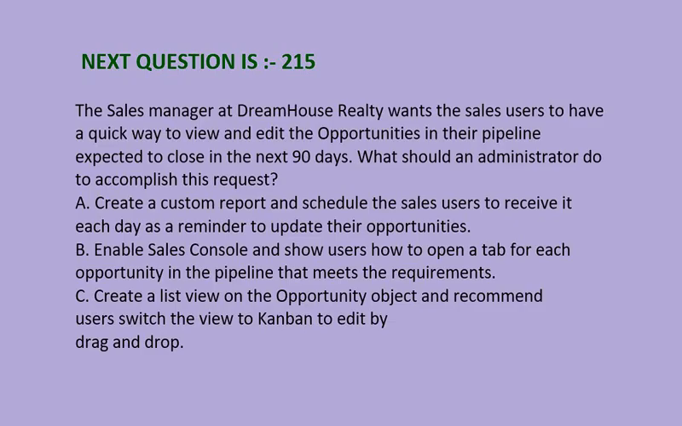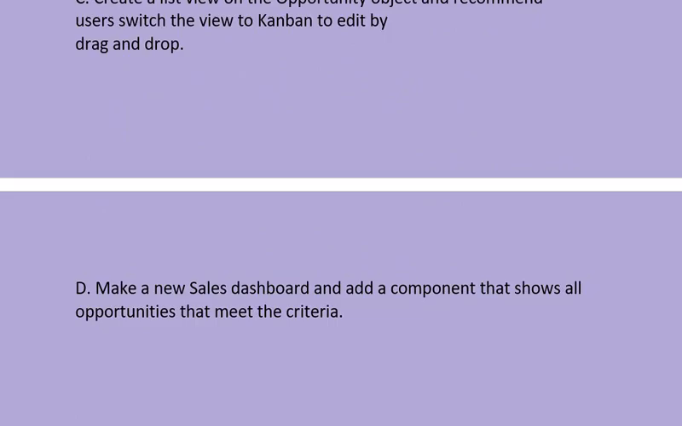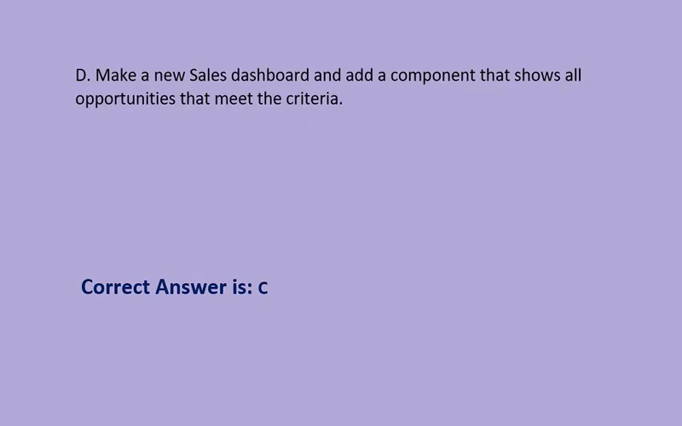Option A. Create a custom report and schedule the sales users to receive it each day as a reminder to update their opportunities. Option B. Enable Sales Console to show users how to open a tab for each opportunity in the pipeline that meets this requirement. Option C. Create a list view on the opportunity object and recommend users switch the view to Kanban to edit by drag and drop. Option D. Make a new sales dashboard and add a component that shows all opportunities that meet the criteria. Correct answer is option C.